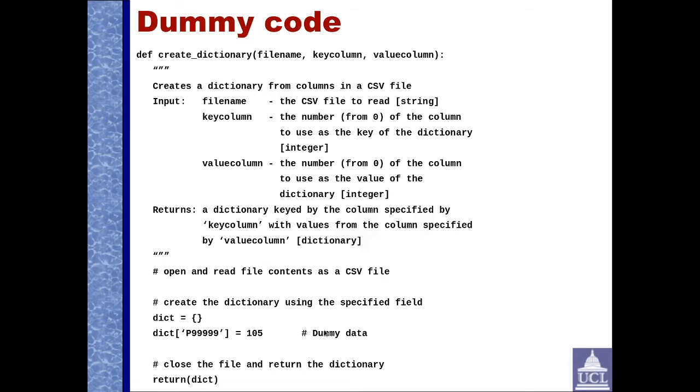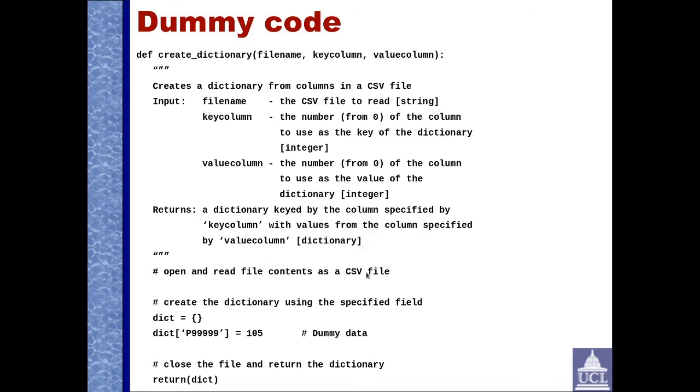Now, the next stage would be to create some dummy code. So at this point, obviously this is a relatively simple function, but if you were doing something that was a bit more complicated, you wouldn't actually write the code itself. You would write a dummy version of the code. So we've got our definition of the function. We've got our API definition saying what's going in, what's coming out. So then we include a few comments to say what this function is actually going to do.